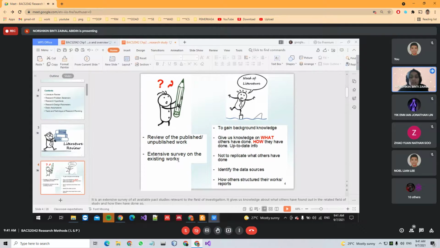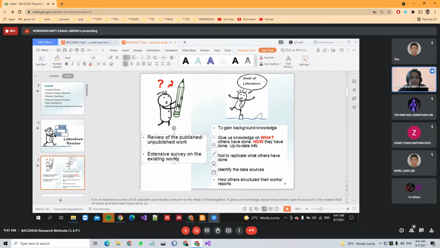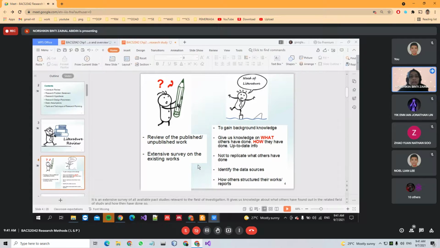That means in your LR, you need to read and understand what people have already done, or what research has been done in the same area as your research, because you need to know that part. You need to know it to avoid duplication of work, because duplicate work is not considered research. It's not research if you copy or duplicate what others have already done. So LR is very crucial.